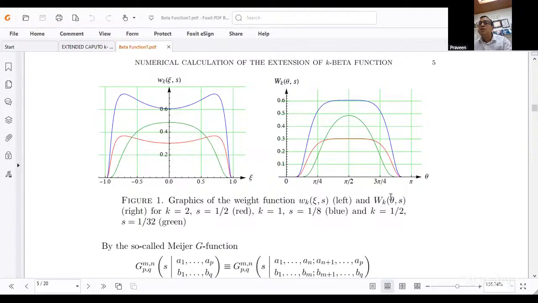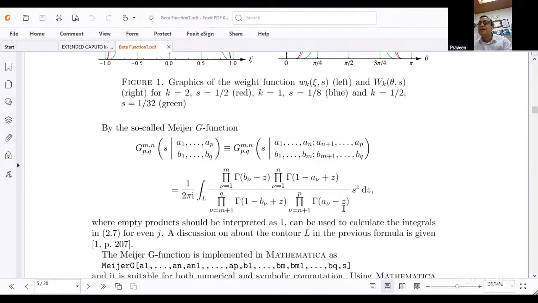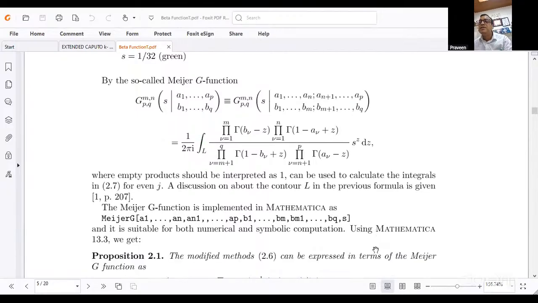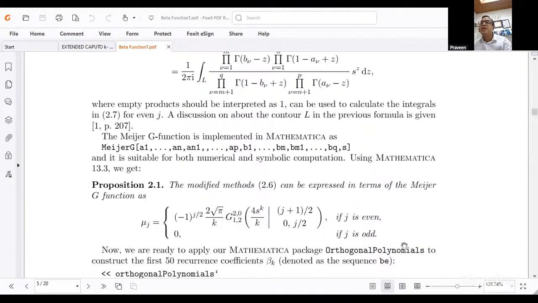So by the so-called Meijer G function, this is the classical definition of the Meijer G function. I'm not giving more information here about the G function due to the time limit. The Meijer G function is implemented in Mathematica, where the code is given by MeijerG a1 up to an, an plus 1 up to ap, b1 to bm, bm plus 1 to bq, up to s, and it is suitable for both numerical and symbolical computation using Mathematica 13.3. We get this proposition 2.1. The modified moment 2.6 can be expressed in terms of the Meijer G function. So when we implement the Meijer G function, the result becomes this particular form.